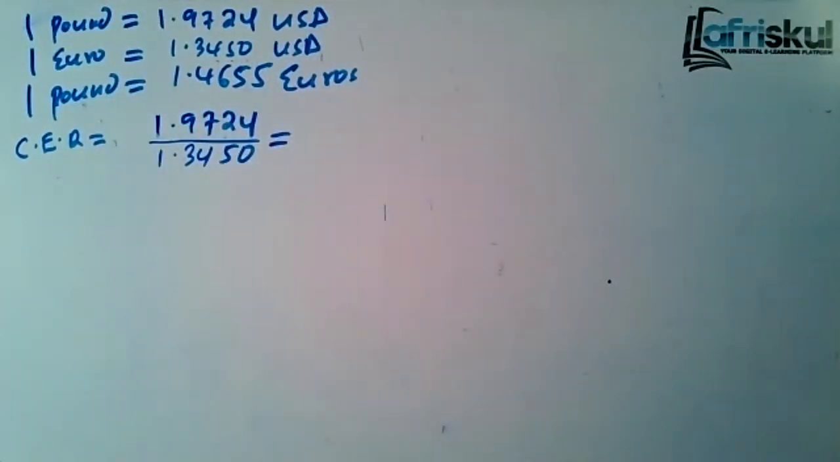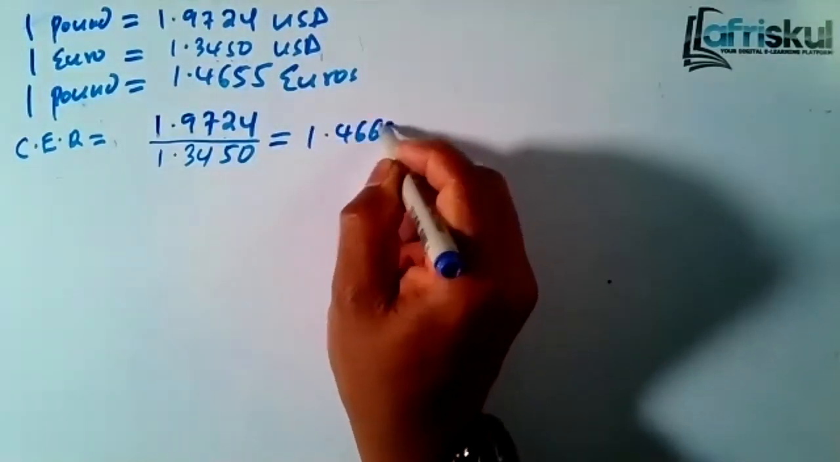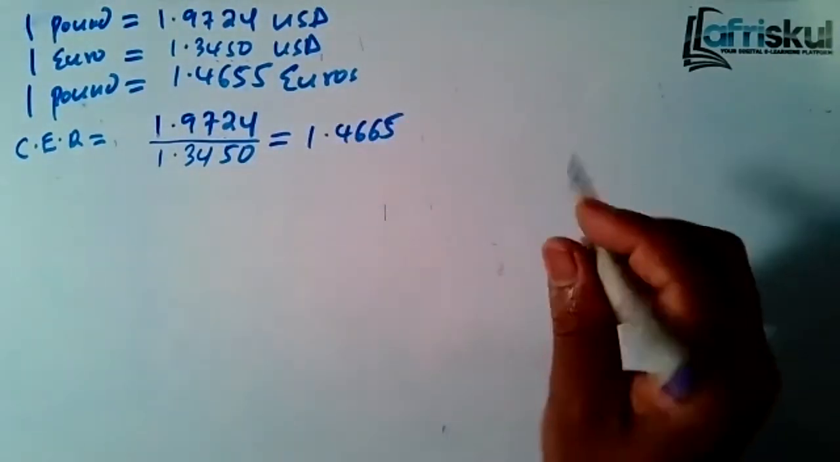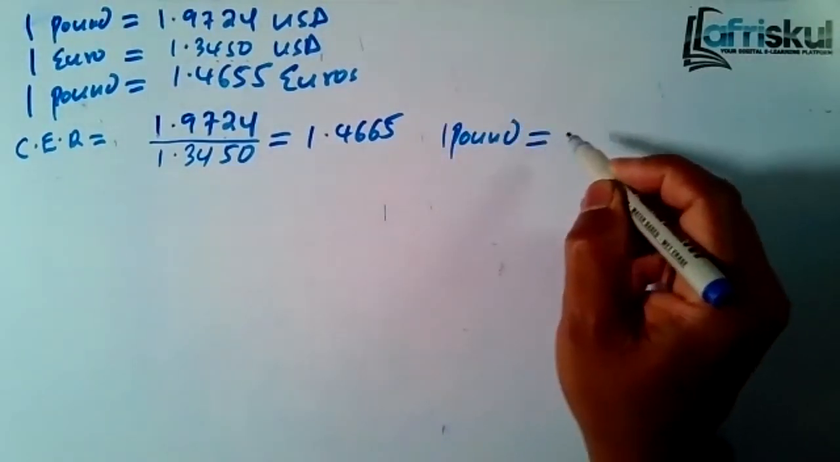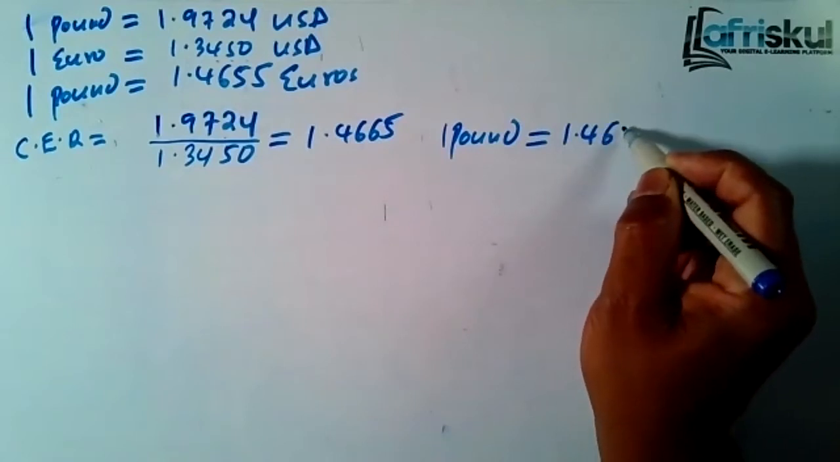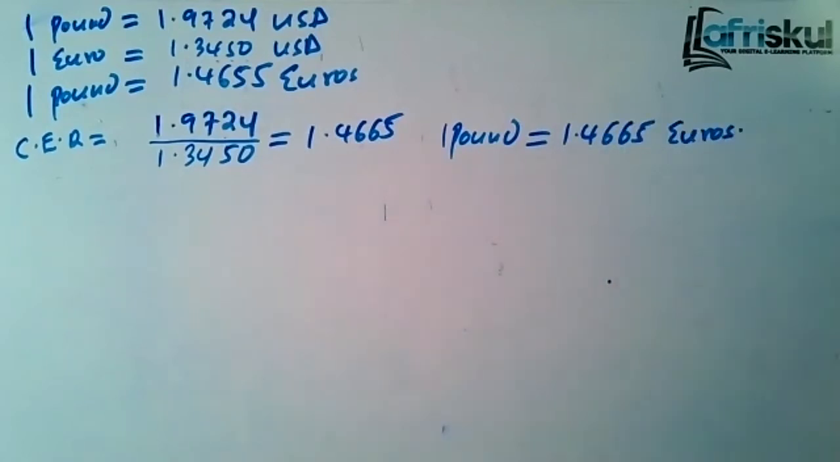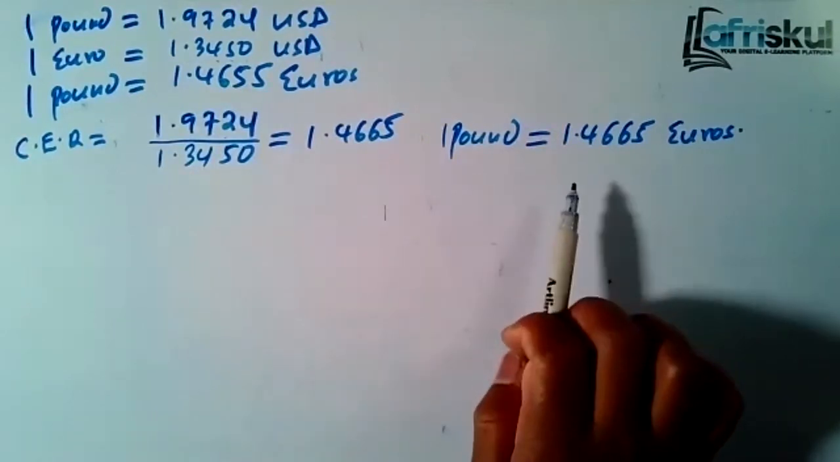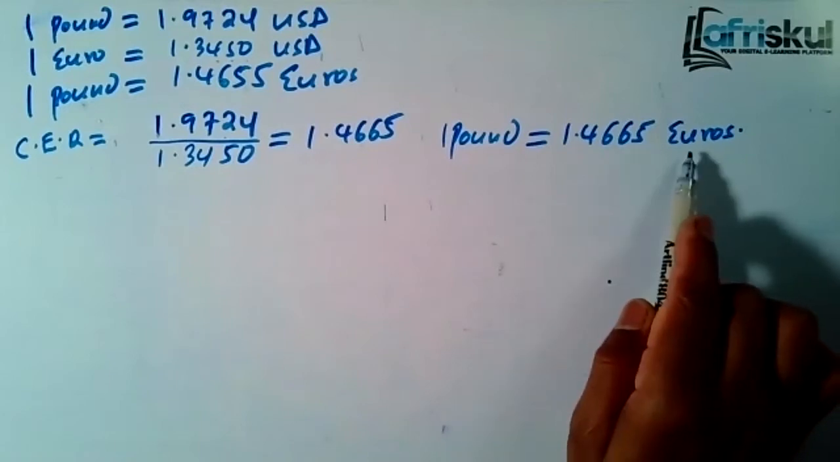So if you compute that, you'll get 1.4665. That means 1 pound is equal to 1.4665 euros. Now that's the actual cross exchange rate. That 1 pound should be trading at 1.4665 euros.